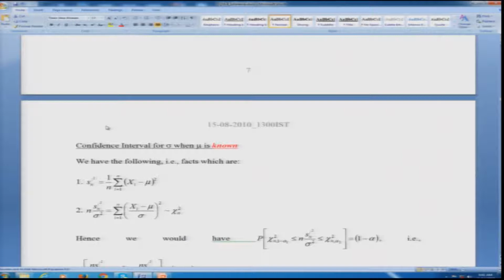Now, consider, we had seen in these two examples last day and today that the main focus was on the first moment, which is the mean. Hence, we use the Z distribution to find the confidence interval of the mean, provided the variance or the standard deviation of the population is known.